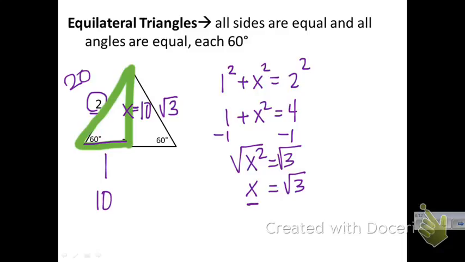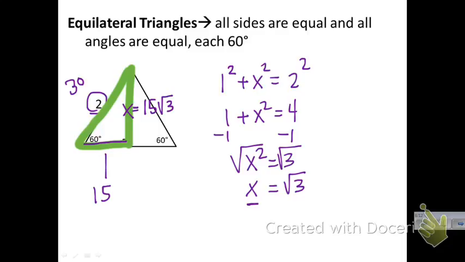Okay, if instead of being 10, I said the short leg is 15, then the hypotenuse is twice as big, so that would make that one 30, and the longer leg is the square root of 3 times bigger, so it would be 15 root 3.